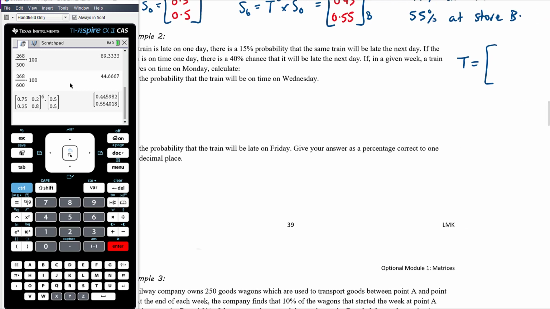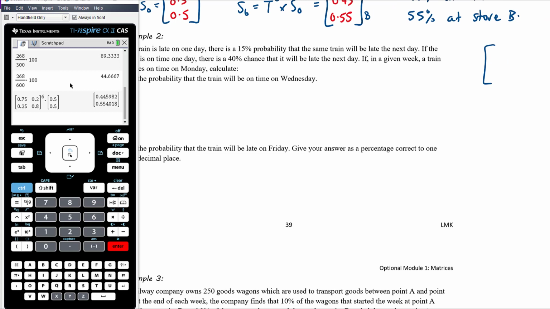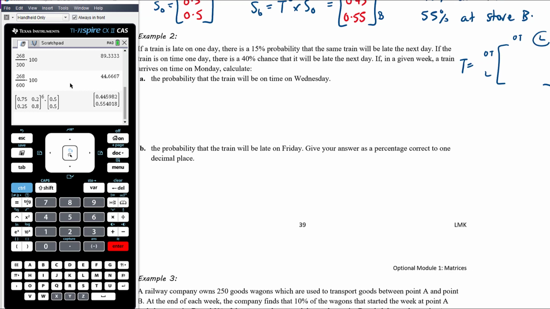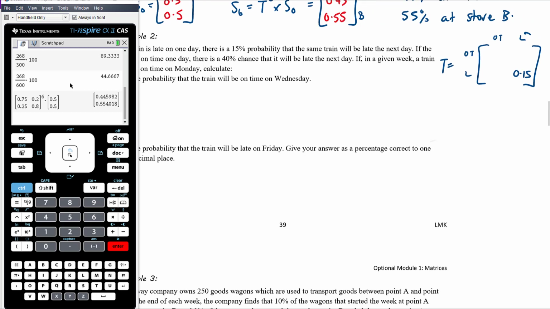So we're going to have a train that is, okay, that's my transition matrix. The train is either on time or late, and then the next day it can either be on time or late. So remembering this is going to be the day one and then day two, okay? So we go in this direction when working from our matrices. So if the train was late on one day, so if it's originally late, there's a 15% chance it will be late again the next day. Okay, so that's going to be that number down there, 0.15.